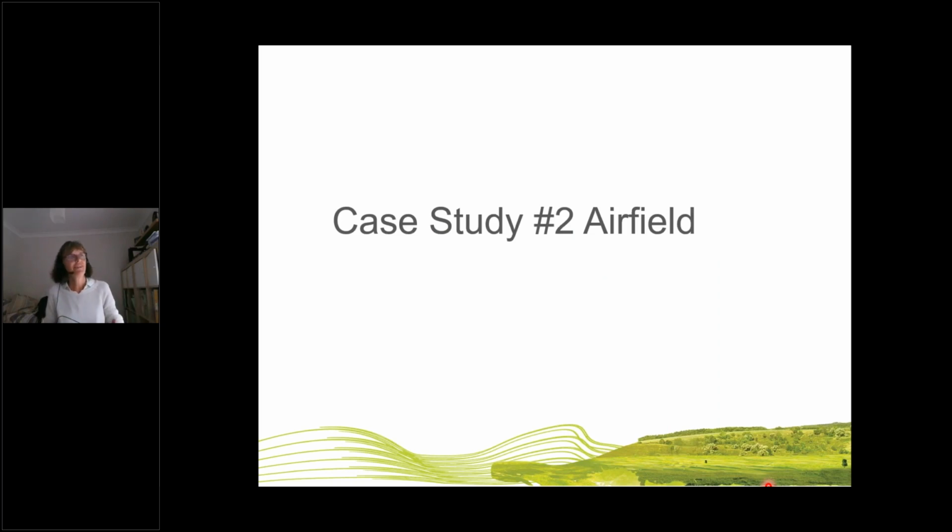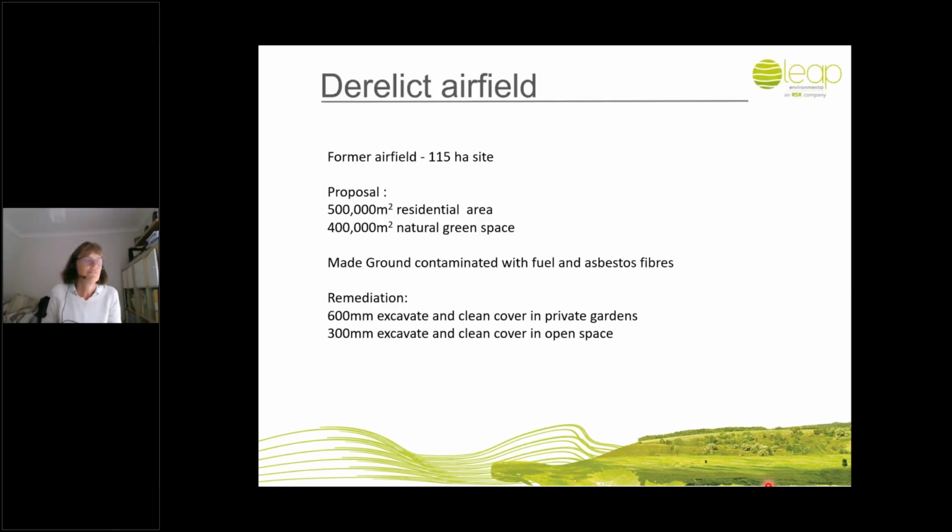It's funny how different things come in and you start using the same tools but in different ways. So the second case study I'm going to show you is an airfield. I'll just give you the background. It's a 115 hectare site, and it's a massive residential area proposed with lots of natural green space. Being an airfield, it was contaminated with fuel and some asbestos fibres.